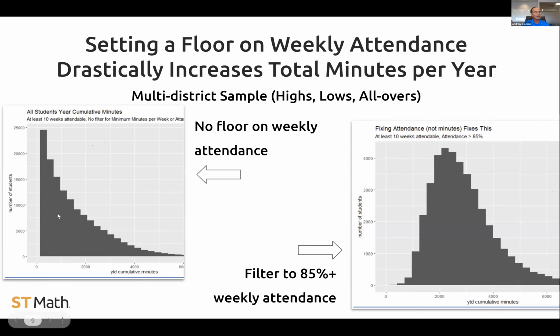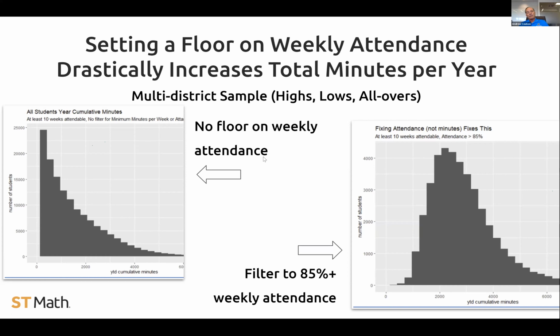And by the way, the skipping is more after COVID hit and all of that. But in any case, we see some students in this range that we would like to see get the most scale score points we can in minutes and in puzzles, but a lot of students are just not getting the minutes in. That's with no floor and weekly attendance.